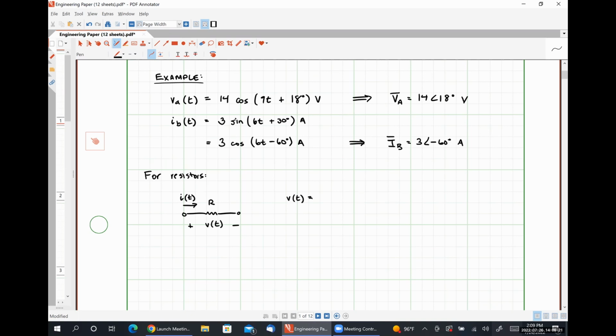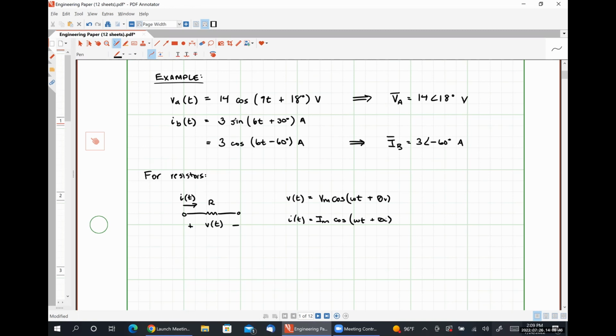v(t) is generically of the form Vm cosine(omega t + theta_v), and i(t) is generically of the form Im cosine(omega t + theta_i).